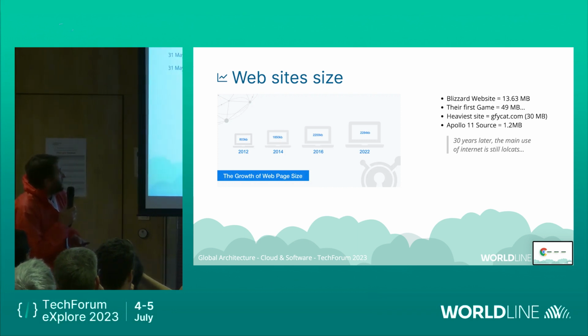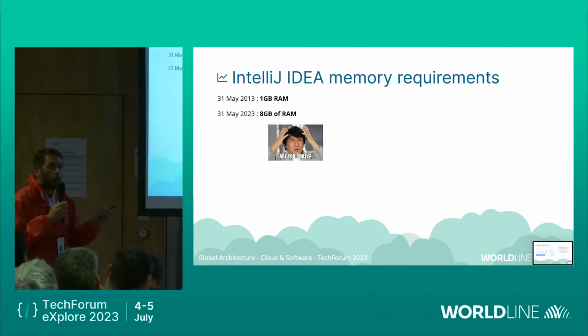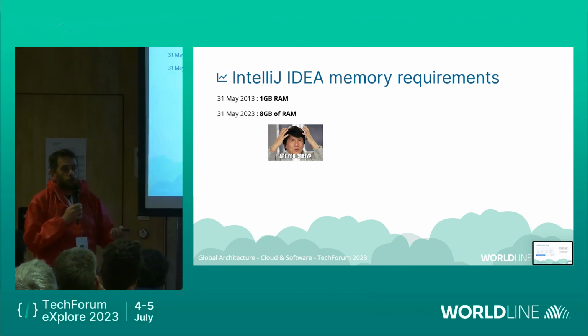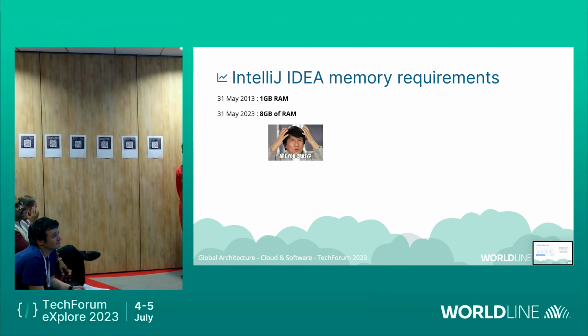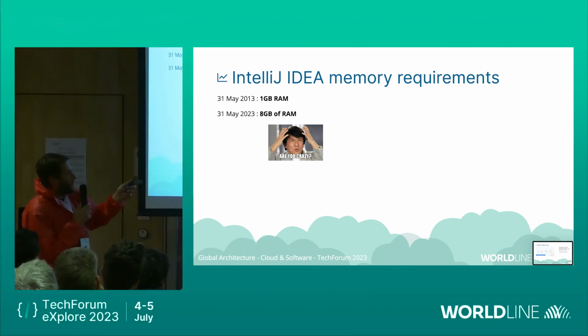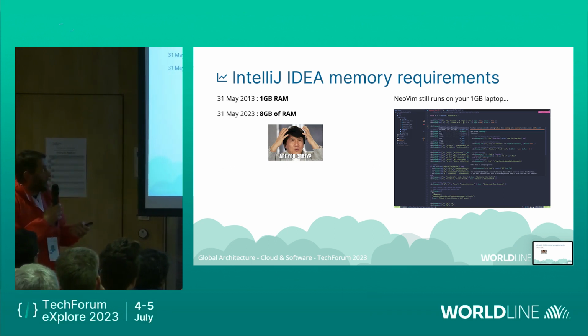Let's get to some real uses. Okay, IntelliJ IDEA, memory requirements over the course of 10 years. In 2013, it was 1 gigabyte of RAM minimum. In 2023, it's 8 gigabytes of RAM. Of course, we all know that there are a lot of new tools in the IDE, but do you use them? Not sure. In the meantime, NeoVim, that you can see here, and which runs in a terminal, still runs on your 1 gigabyte laptop. So you can still develop in a fancy IDE, provided you use the terminal.